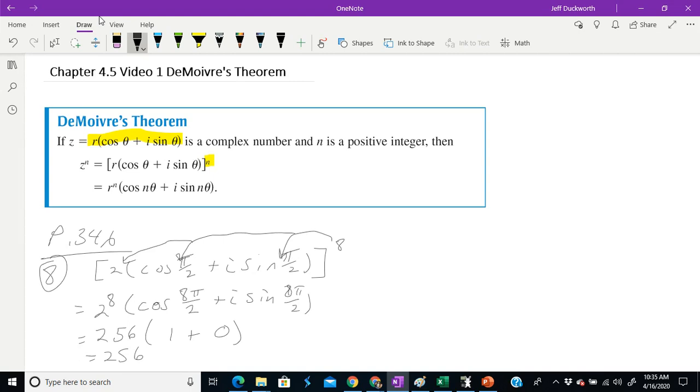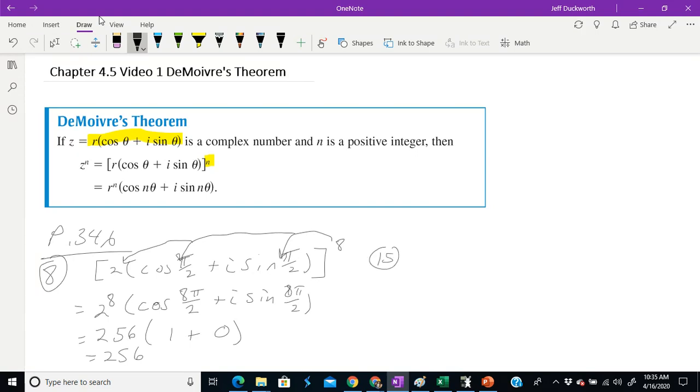Now, if you don't have something as nice as cosine of 0 and sine of 0, you may have to use a calculator or something like that. Or if it ends up as pi by 6 or pi by 3 or something like that, just use your unit circle. All right, so let's do another one from that same group. Let's do number 15.